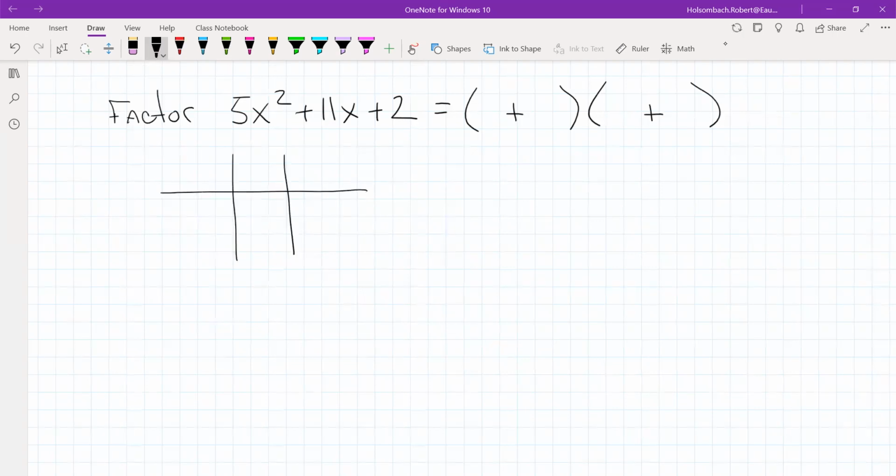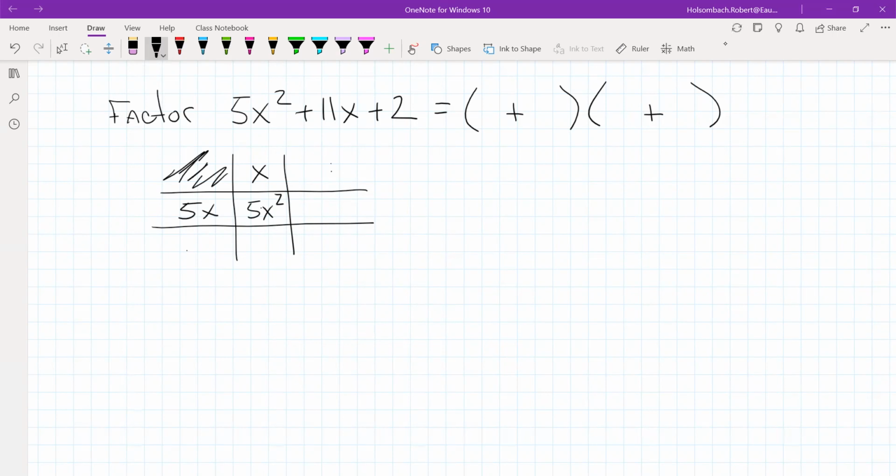So in my matrix, in the middle box on the left and the middle box on the top, I need factors of 5x squared. And the only factors of 5x squared are 5x and x. And x times 5x is 5x squared. So there's the first rule. In my top right box and my bottom left box, I need factors of 2. Well, there's only two factors of 2, 1 and 2.